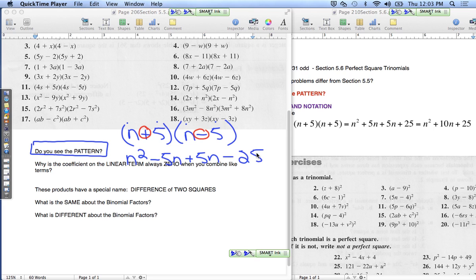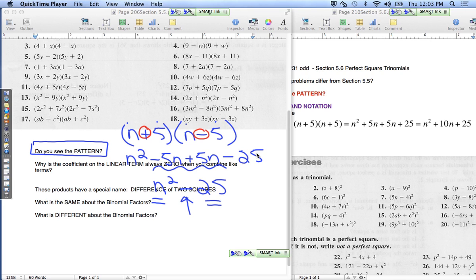When I combine like terms, when I combine the linear terms, you can see that they're additive inverses, so what remains behind is n squared minus 25. And this is what we call a difference of two squares. Difference is subtraction. Even though we have redefined subtraction as the addition of a negative number, you're still taking the difference between two. And then this term is a perfect square, and 25 is also a perfect square.